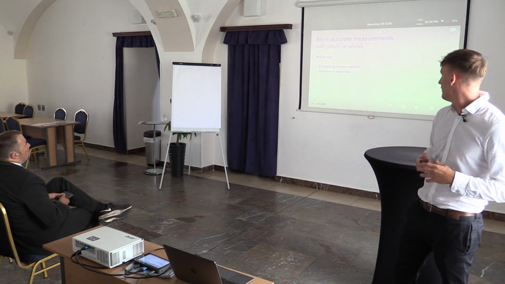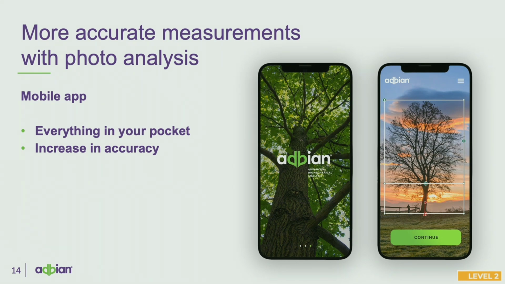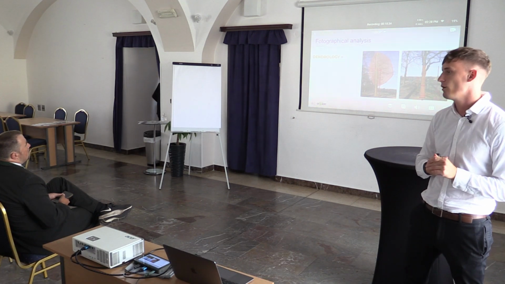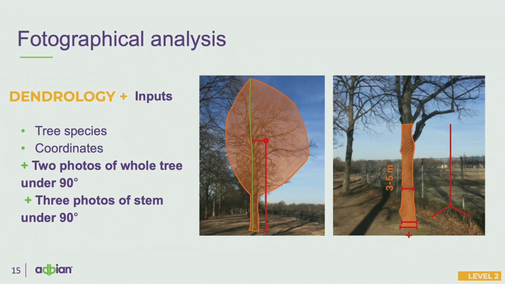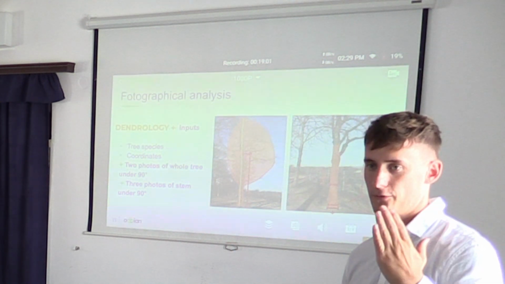When we wanted to increase the accuracy of the measurement and of the geometry, we had to develop our own mobile app, which we will show you in the second part. Basically, you can collect the data more precisely on any smartphone you have. It works on the principle that, because we know the precise measurement of your lens and the distance you're taking the picture from, we can reconstruct the model in 3D space based on the diameters at every height on the stem. So the inputs for us at level 2 are tree species, coordinates, two photos of the whole tree, and three photos of the stem from different directions.